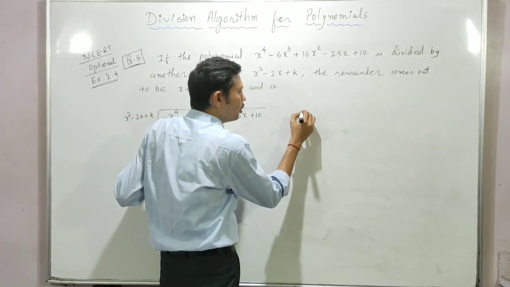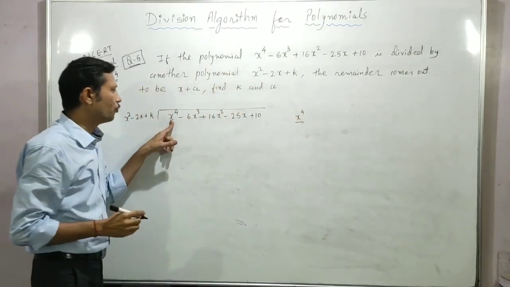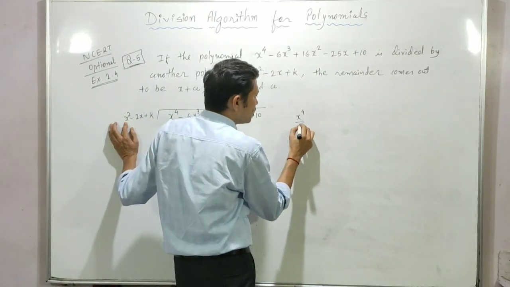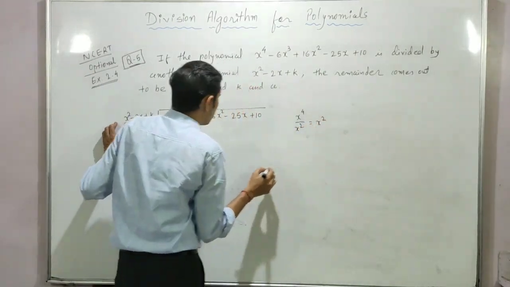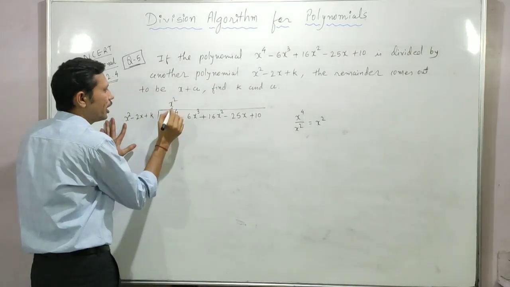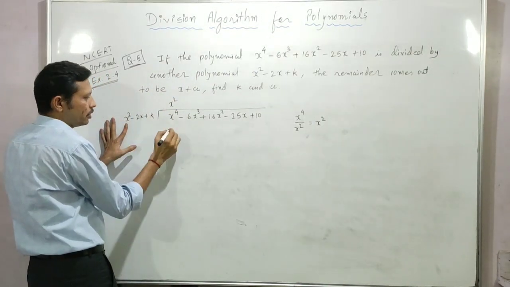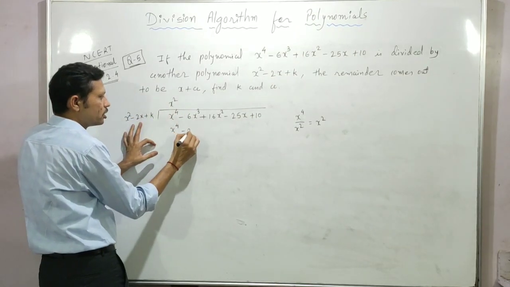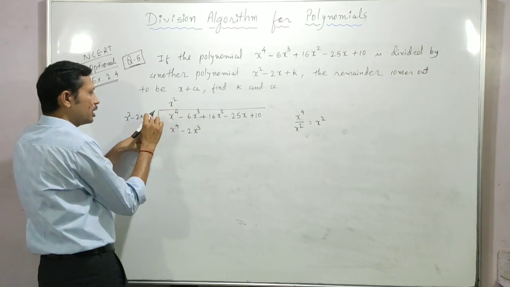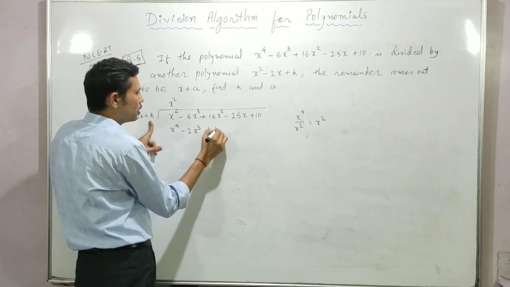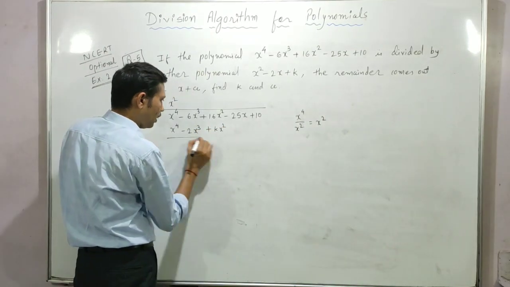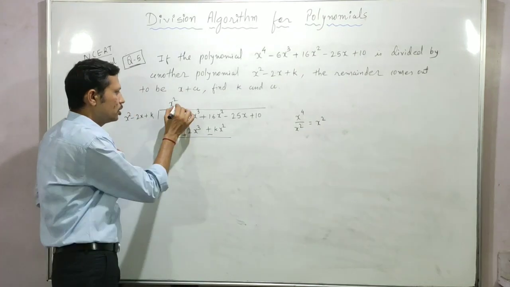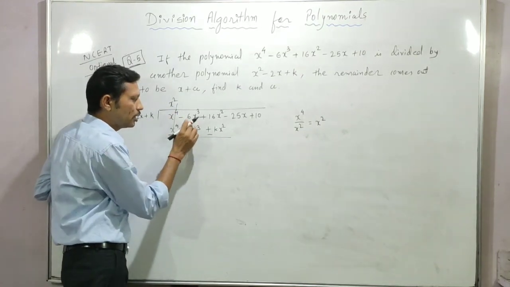So for the first term of the quotient, the first term of the dividend should be divided by the first term of the divisor. So what left? X square. So I will write down here x square. X square multiply with x square, x the power 4. X square multiply here with the minus 2x, minus 2x cube. X square multiply with k, plus k x square. Okay, it should be subtracted, so minus, plus and minus. This one will be cancelled out.